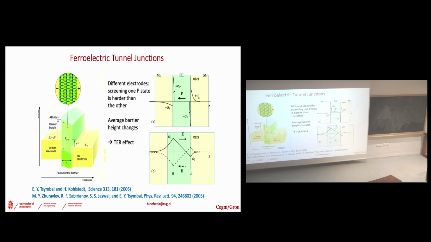And if you have a device in which you can map the polarization state into resistance, it's much more convenient for applications than if you have to work directly with the capacitance, because every time you read, you delete the state and you have to rewrite it again, which is not the case in this kind of device.